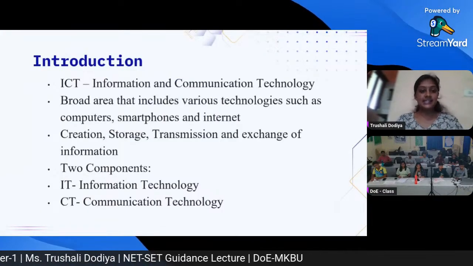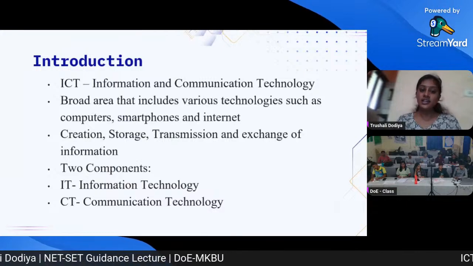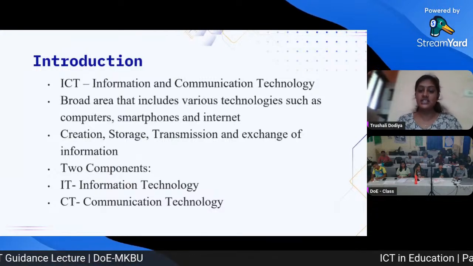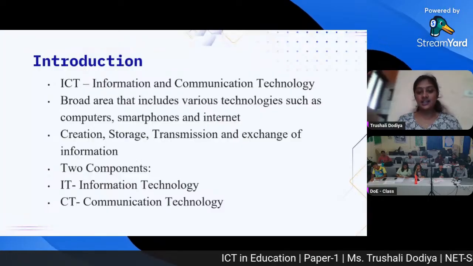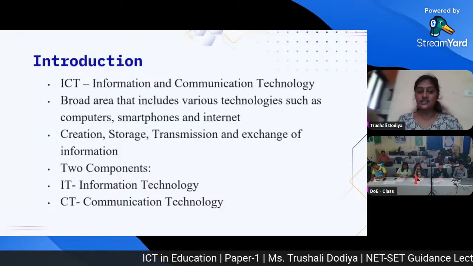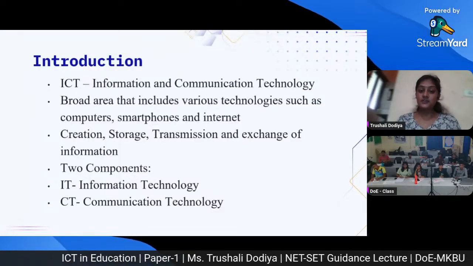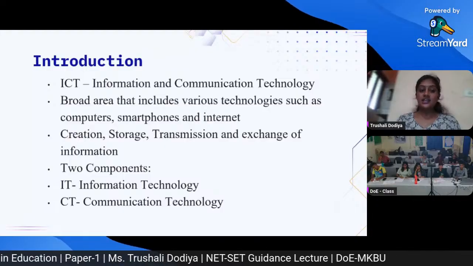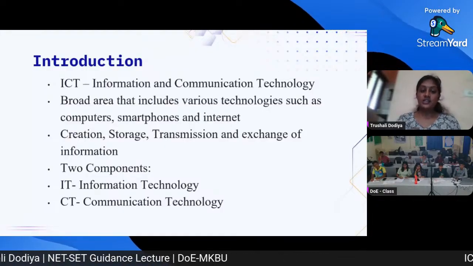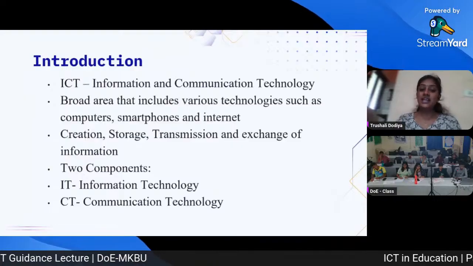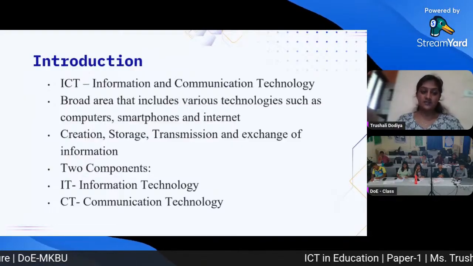Well, ICT stands for Information and Communication Technology, which is a broad area that includes various technologies such as computers, smartphones, and internet. It is a sort of processing that creates, stores, transmits and exchanges information.